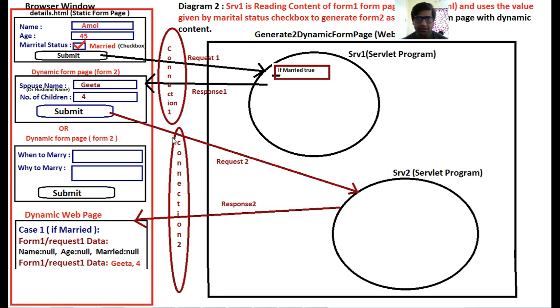So this is connection 1 and this is connection 2. Connection 1 contains request 1 and response 1. Connection 2 contains request 2 and response 2. Request 2 could not gather the data which has been processed and passed by the browser window details.html to the server in the form of request 1. So in this case, the name is null and age is null.